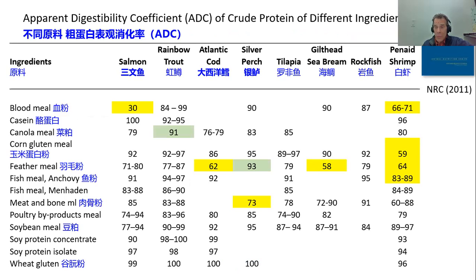Going back to the data reviewed by NRC, you can see for blood meal, digestibility reported for salmon at 30%, 66 to 71% in shrimp, and 84 to 99% in this. Clearly, we're dealing with different batches of the same ingredient. Blood meal can be produced in different ways, so it's not unheard of having a low quality blood meal because it was not dried properly. It was dried too harshly.